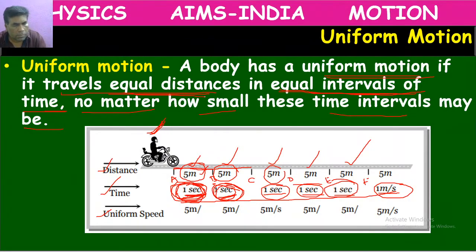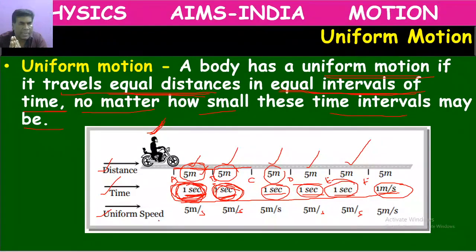Next, here is uniform speed. Speed means distance by time. Sorry, here is a print mistake: 5 meter per second, 5 meter per second, 5 meter per second. This is the speed here. About speed we are going to learn in the next slide. So this is about uniform motion.